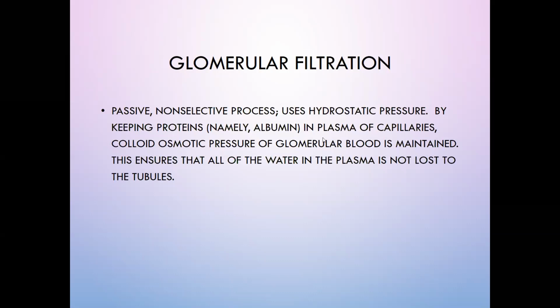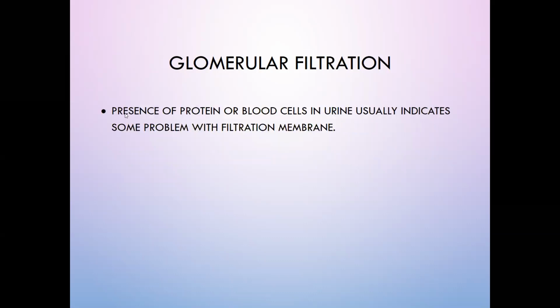By keeping albumin in the plasma of the capillaries, that creates colloid osmotic pressure. And so this way, as filtrate is forming, water is being drawn back into the plasma, so the blood in the glomerulus doesn't become too viscous so that it can't flow anymore and can't return back to circulation. Remember we said last week too, the presence of protein and or blood cells in the urine usually indicates some problem with the filtration membrane.